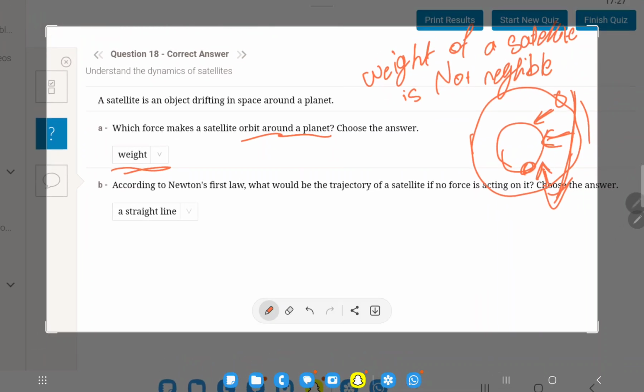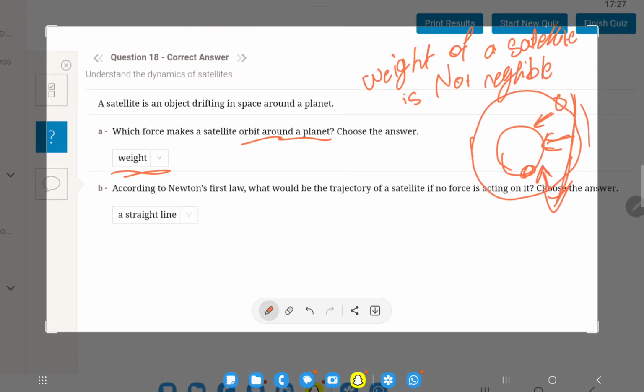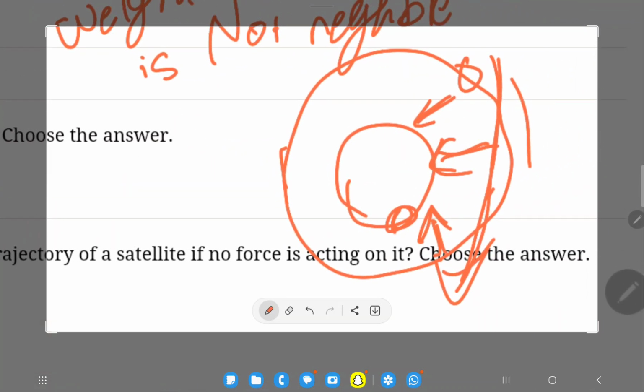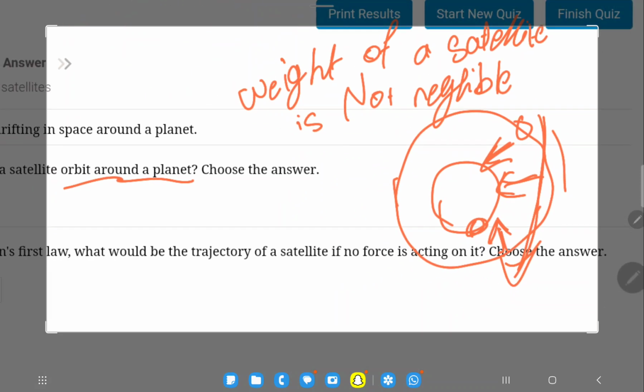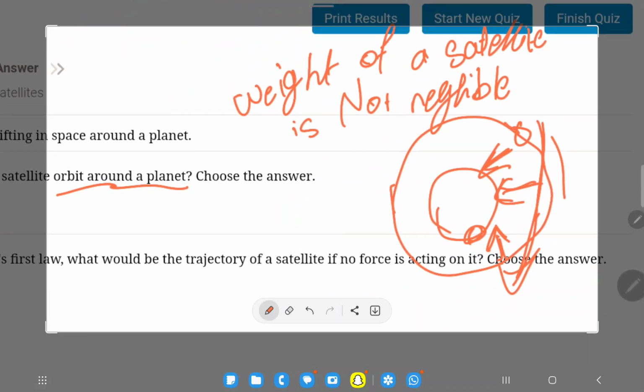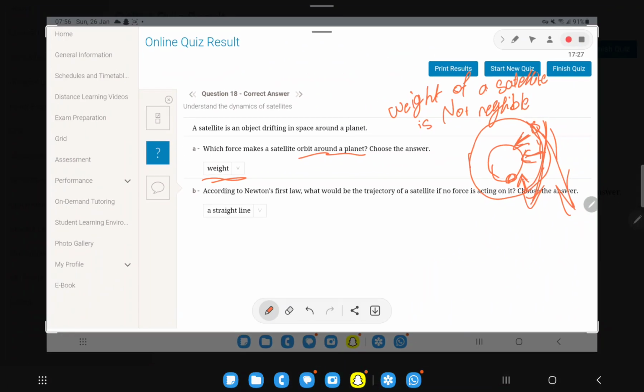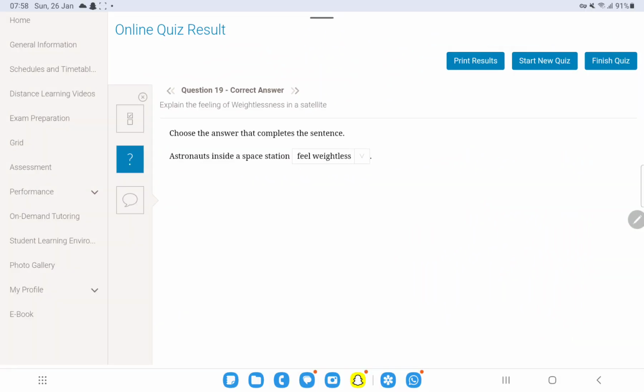According to Newton's first law, what would the trajectory of a satellite be if no force is acting on it? If there is no weight acting on it, if we said that its weight is negligible, instead of falling down in a curve, it will just continue in a straight line and will never stop because there's no force stopping it. Astronauts inside a space station feel weightless. Yeah, they feel weightless, but they aren't actually weightless, they only feel weightless.